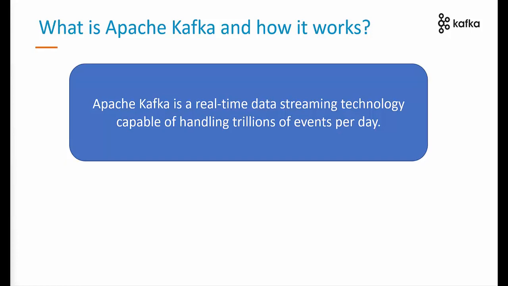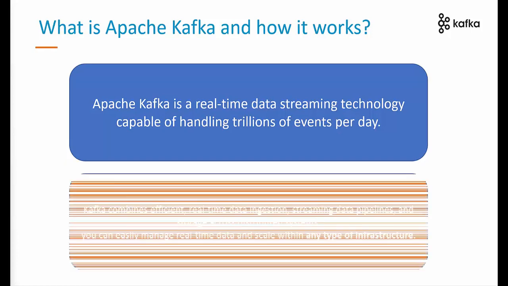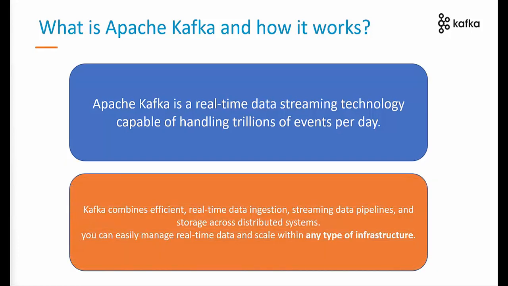And with this, how does it work? Well, it consists of storage layers and compute layers that combine real-time data ingestion, streaming data pipelines, and storage across distributed systems. In short, this enables data streaming between Kafka and external systems. So you can easily manage real-time data and scale within any type of infrastructure.